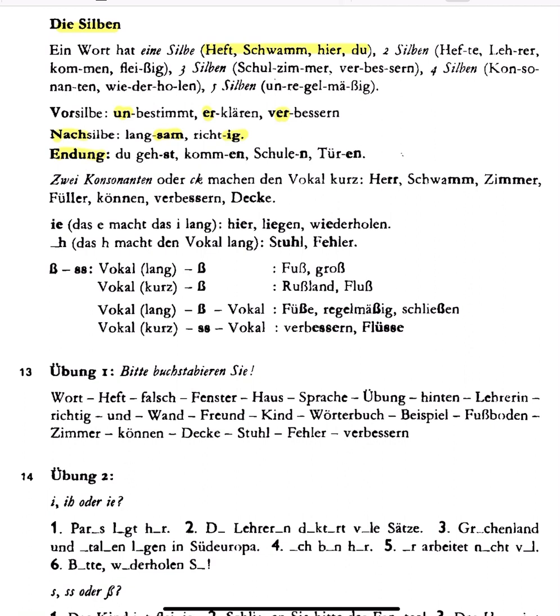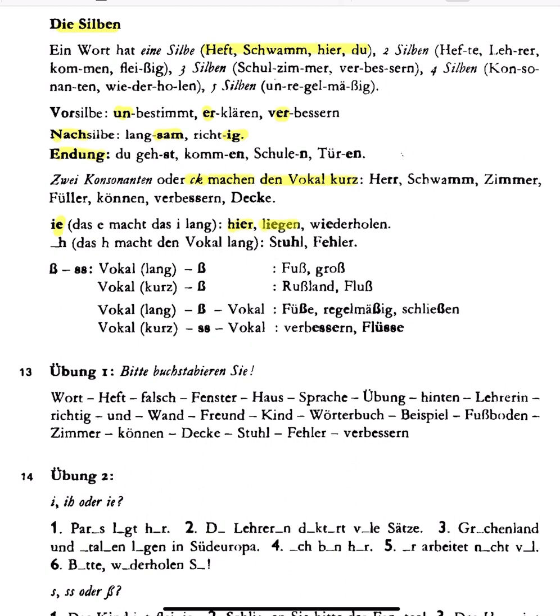Zwei Konsonanten, CK, machen den Vokal kurz. When we have a C with K, the vowel will be short. Herr, Schwamm, Schimmer, fühle, können, verbessern, Decke. You know, all of them are in the short form. Ie macht das I lang. The IE makes the I longer.